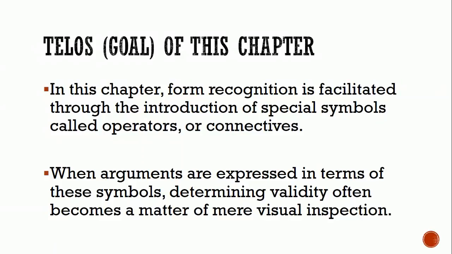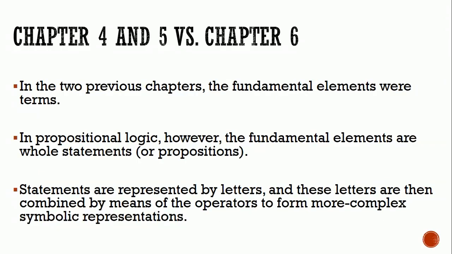form recognition is facilitated through the introduction of special symbols called operators or connectives. We're going to get clear on these connectives, how to use them, what a well-formed formula is, how not to use them, that type of thing. So when arguments are expressed in terms of these symbols, determining validity often becomes a matter of mere visual inspection.